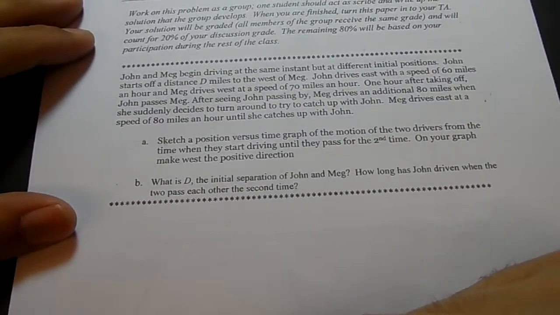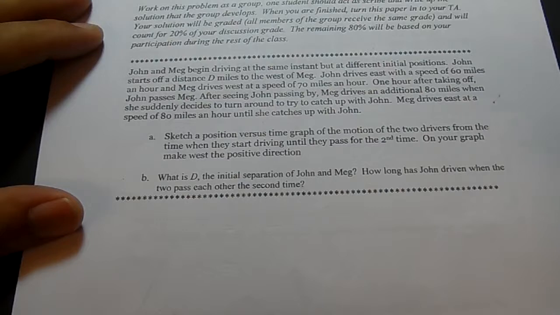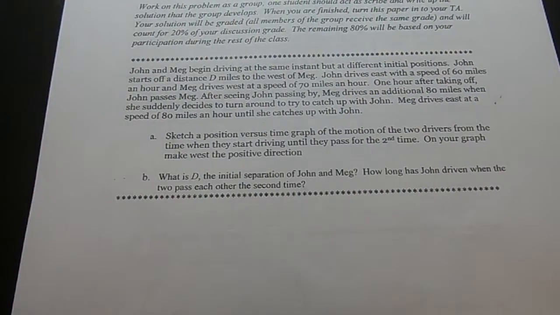John and Meg begin driving at the same instant, but at different initial positions. John starts off at a distance d miles to the west of Meg. John drives east with a speed of 60 miles per hour, and Meg drives west at a speed of 70 miles an hour. 1 hour after taking off, John passes Meg.